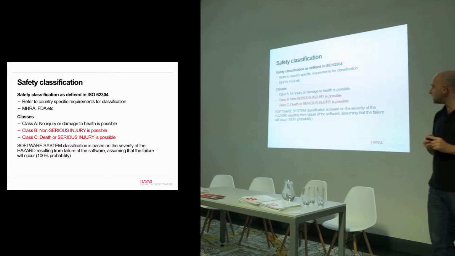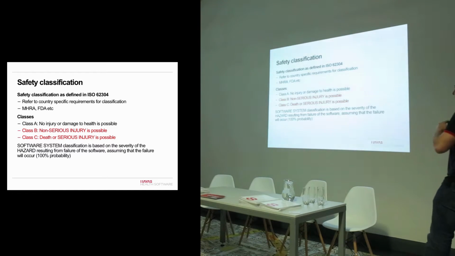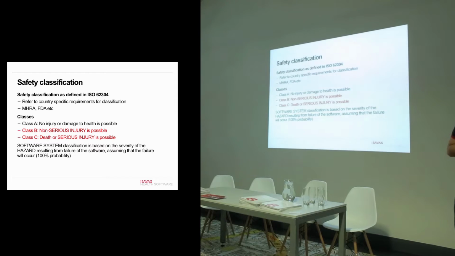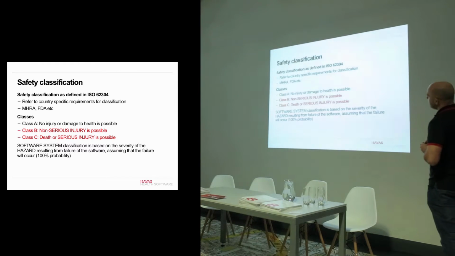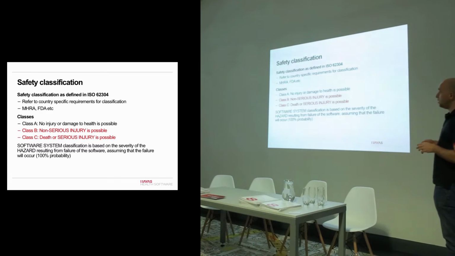6234 has its own kind of classification around what it deems to be certain things. So you can kind of retrofit class 1s and 2s and 3s into this, but you may not. Because there's class 1s, A's and B's, class 2s, A's and B's, and there's all different kinds of things. 6234 makes its own distinction. So a class A is there's no injury or damage. Class B is there's a non-serious injury is possible. And class C is that you're going to kill someone or someone's arm is going to fall off.